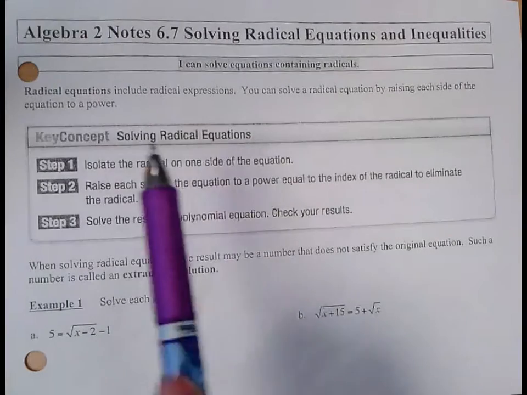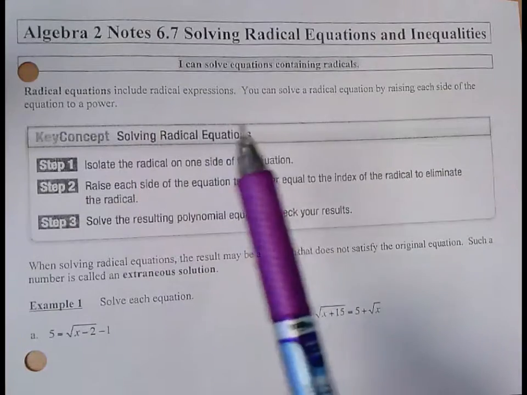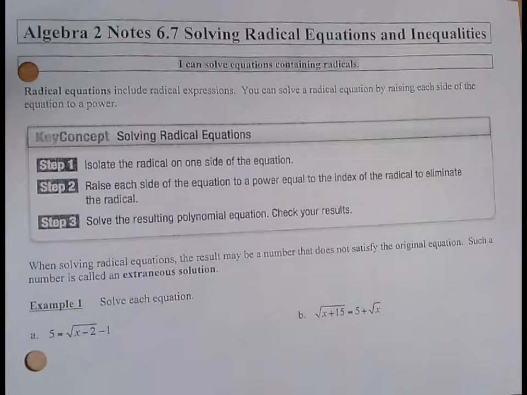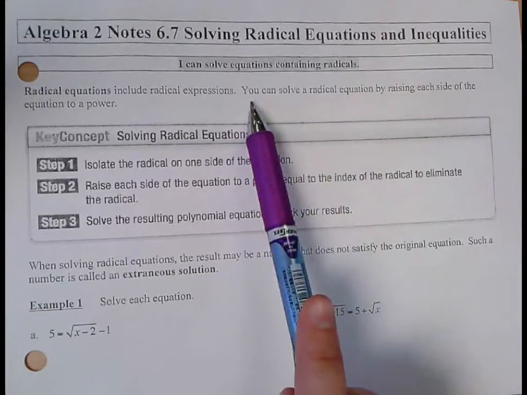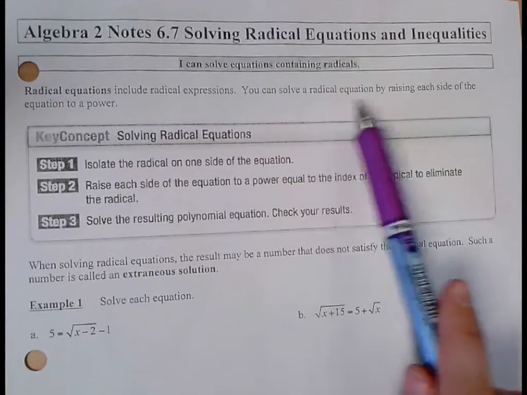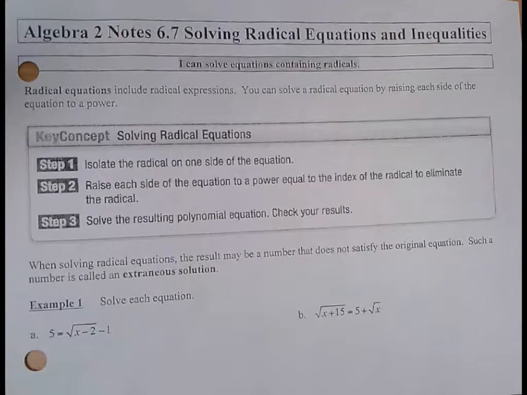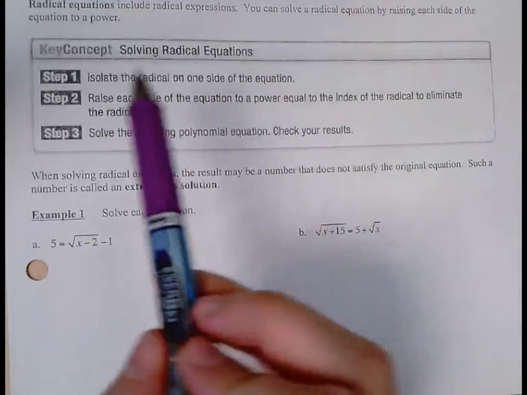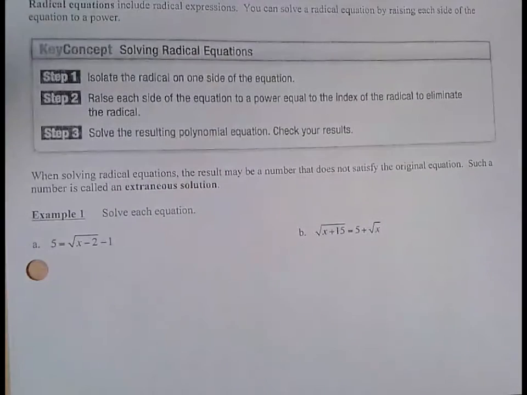So a radical equation would be an equation that contains a square root or a cube root and so on, so a radical. And we know that raising something to the second power, or squaring something, would get rid of a square root. So you can solve a radical equation by raising each side of the equation to a power. You just have to determine which power makes sense. I do have this key concept box on here. We'll talk through those 3 steps as we go through some examples.